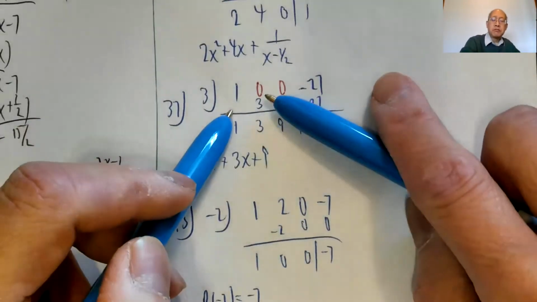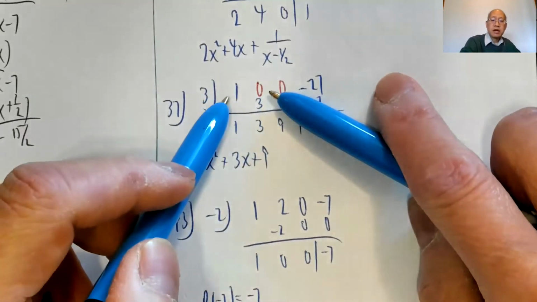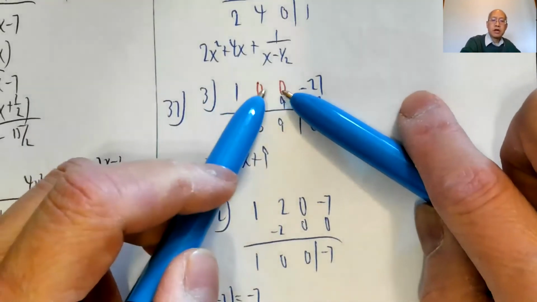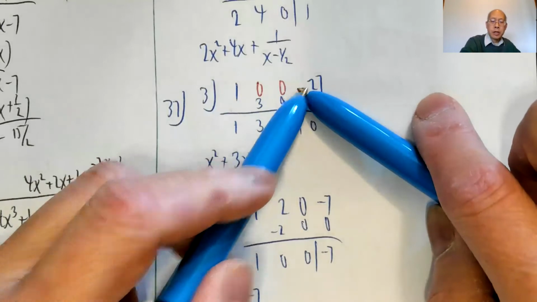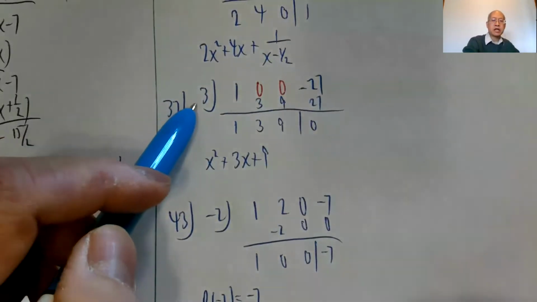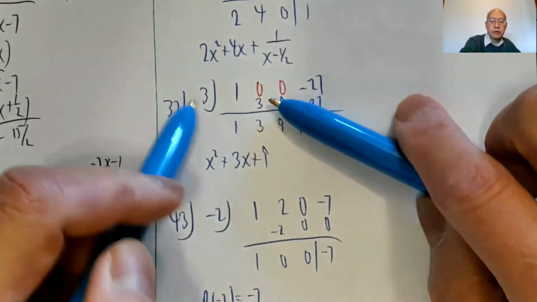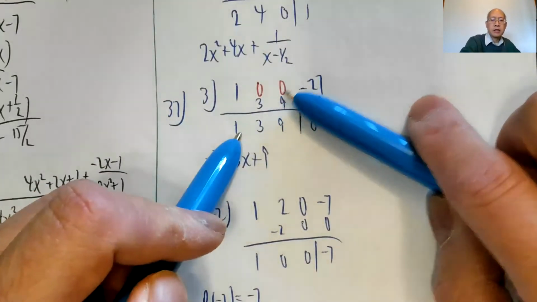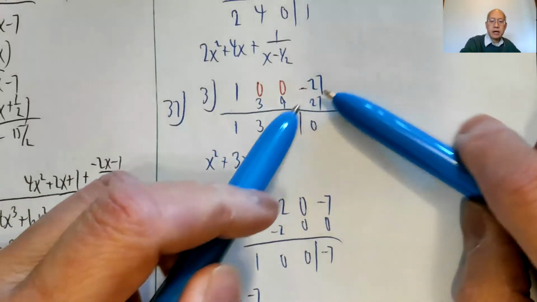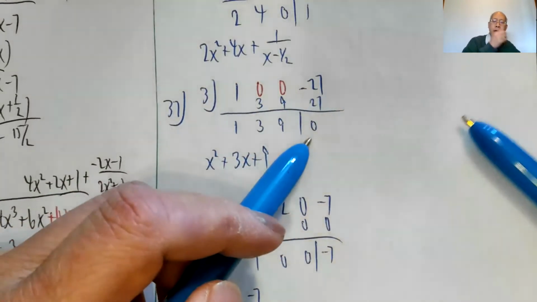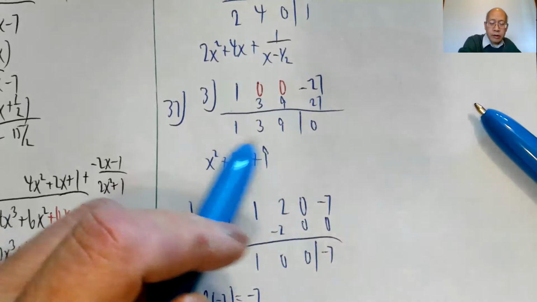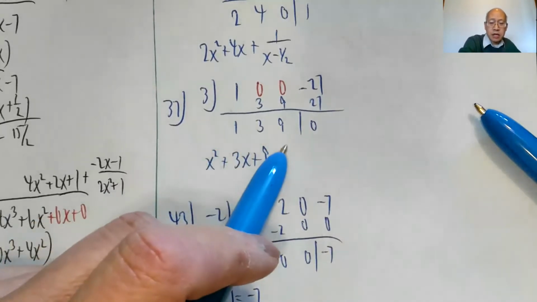37, x cubed minus 27, x cubed plus 0x squared plus 0x minus 27. Divided by x minus 3 means I just put a 3. 1. Multiply, add, multiply, add, multiply, add. No remainder. So how do I read this? X squared plus 3x plus 9.